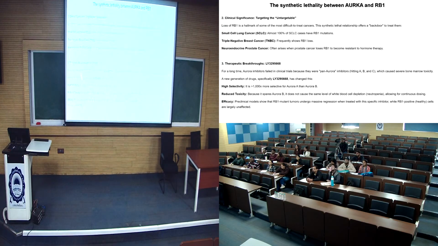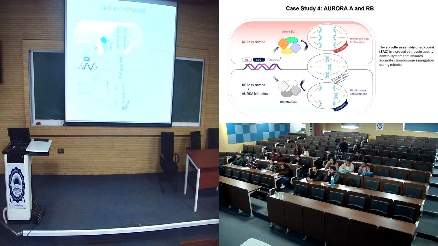So one of the problems with aurora inhibitors is that they are pretty toxic. So recently this LY compound was made, and it is 1,000 times more selective for aurora A than aurora B. Aurora A and aurora B are like brothers, very similar to each other, not cousins, brothers. So to make an inhibitor which hits only one and not the other is a big thing. People think this may get approved by FDA.